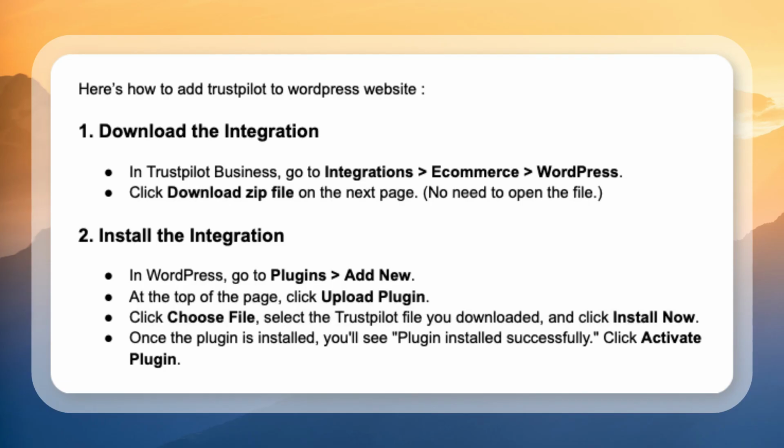Then step number 2 is to go and install the integration. So in WordPress, go to Plugins and click on Add New. At the top of the page, click Upload Plugin, then click Choose File, then select the Trustpilot file you've downloaded and click on Install Now. Once the plugin is installed, you will see Plugin installed successfully and then click Activate Plugin.